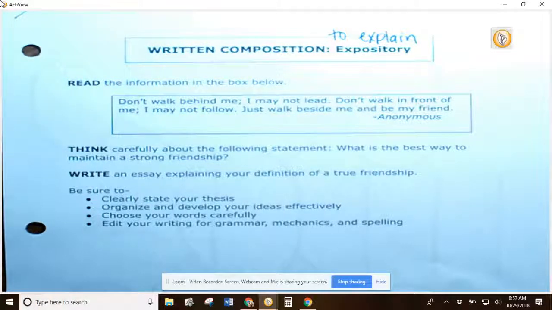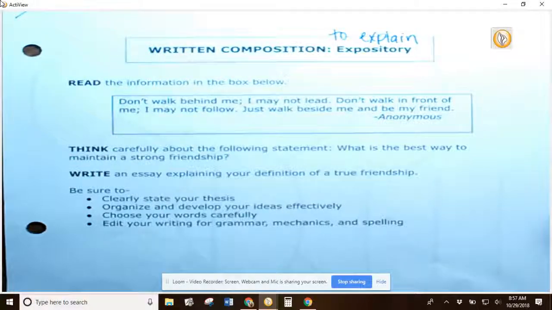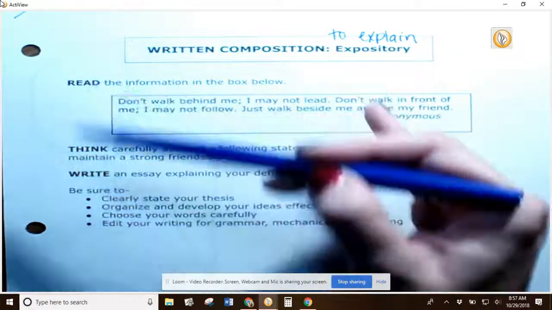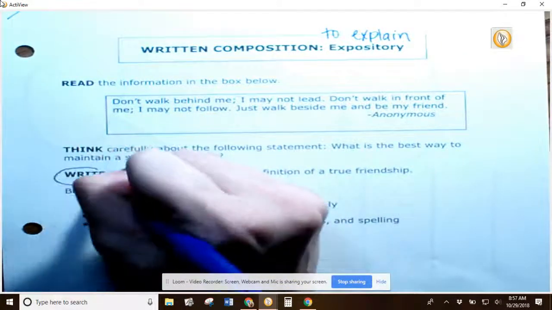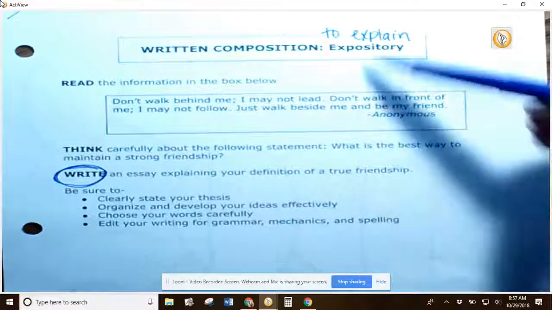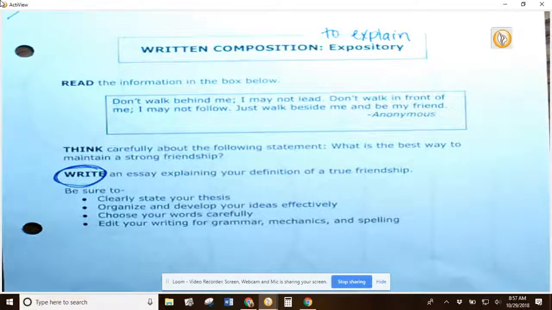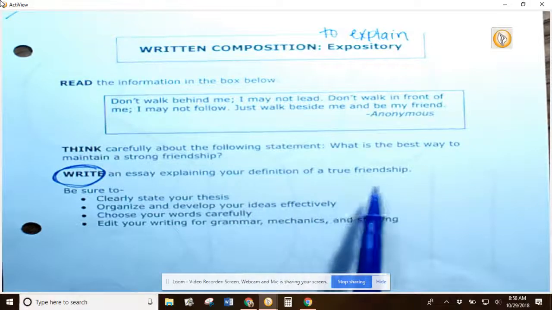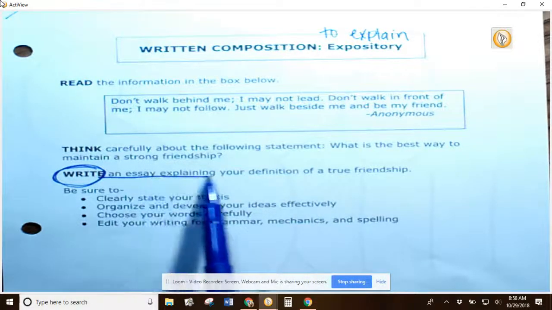So when you see a prompt like this, and some of you have probably already done this, what I suggest you do is ignore the read statement and the think statement and go directly to the write statement. If you've already read this stuff, that's fine, but if you haven't, don't. We're going to go directly to the write statement. It says, write an essay explaining your definition of a true friendship. Underline or highlight that.